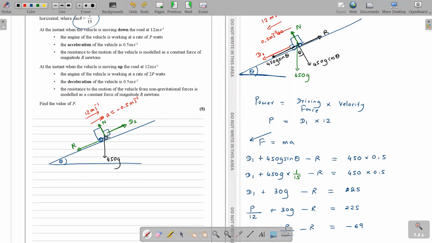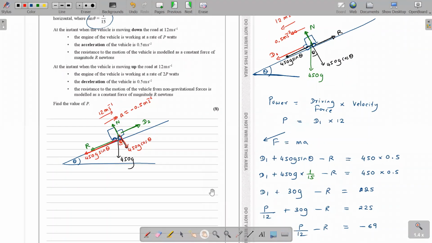So what do we get here? 450G cos theta, and parallel to the plane I get 450G sin theta. Is that okay?